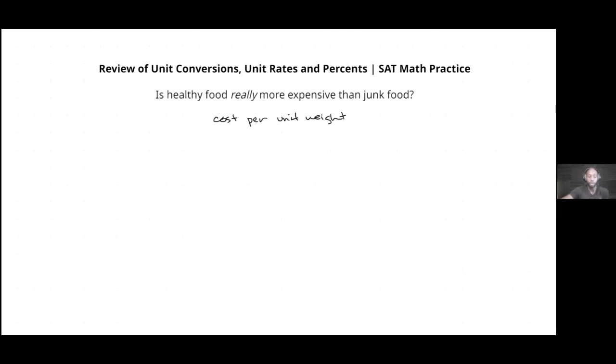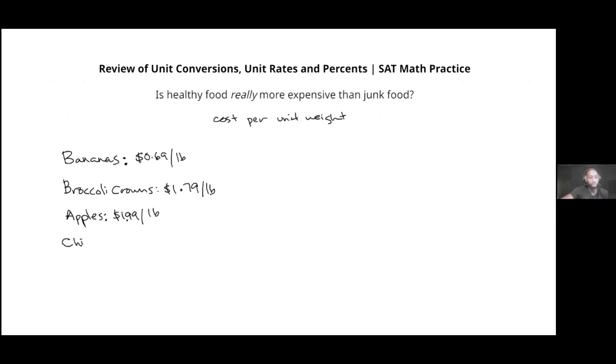I go to the grocery store a lot, so I was able to remember the following stats. Bananas at my local grocery store are 69 cents a pound. Then you have broccoli crowns, which are 1.79 a pound. Apples, at least the variety that I buy, are 1.99 a pound. And then let's do chicken breast. The particular chicken breasts I get are 7.49 a pound. They may be organic. So these arguably are healthy foods here.